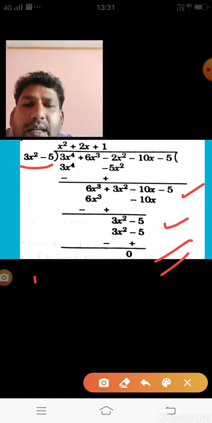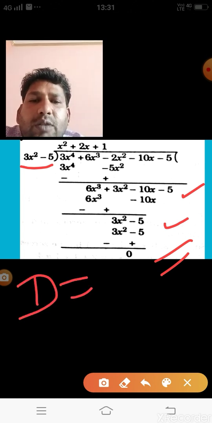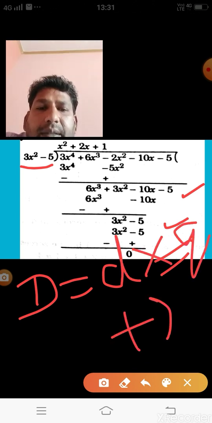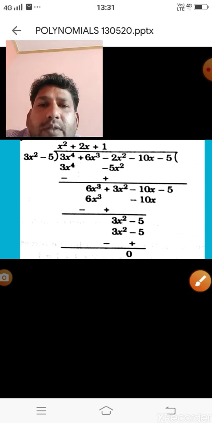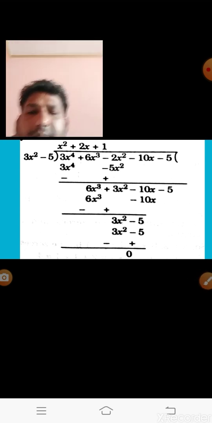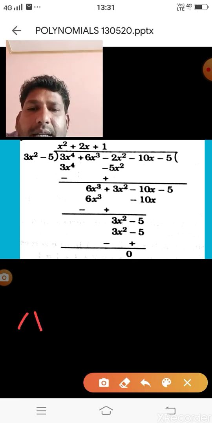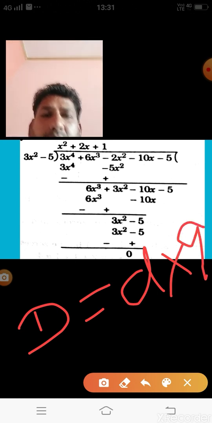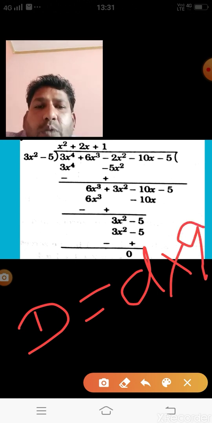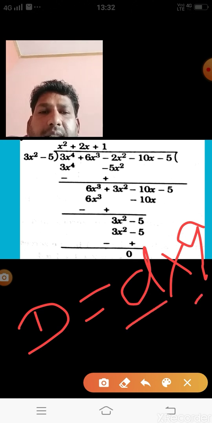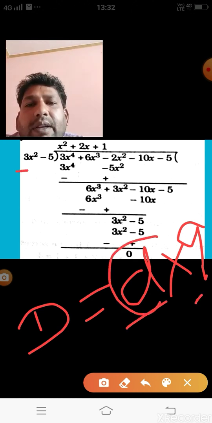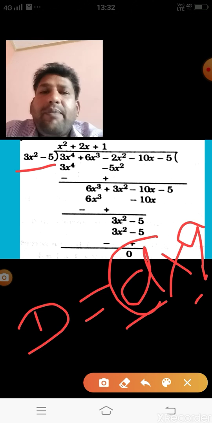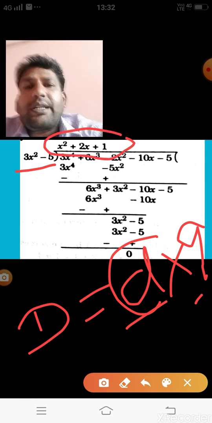And if the remainder is 0, then we know this concept: dividend is equal to divisor into quotient plus remainder. Here the remainder is 0, which means the given polynomial is written as the product of the divisor and the quotient. We have the factors of the divisor: the factors of 3x square minus 5 are root 5 by 3 and minus root 5 by 3. Only the factors of the quotient remain to be made.